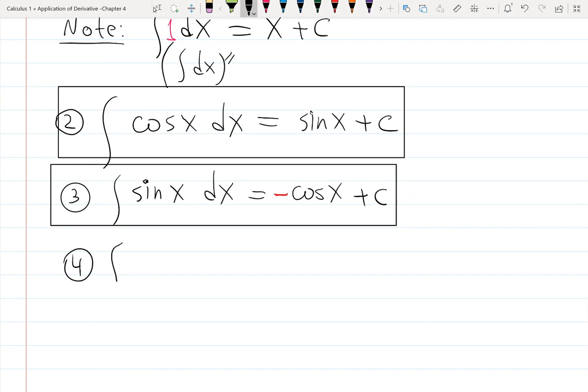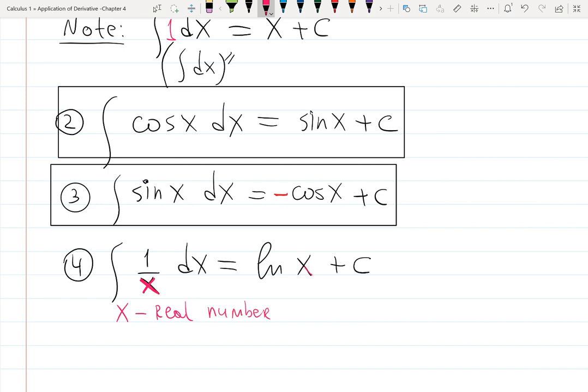How about what gave you 1 over x when you differentiated it? What is the integral of 1 over x dx? What do you think? Just think about what gave you 1 over x when you differentiated that. 3, 2, 1. Indeed, it is natural log of x plus c. There's only one interesting detail to this. When I introduced to you this integral 1 over x, x could be anything, right? X is any real number.